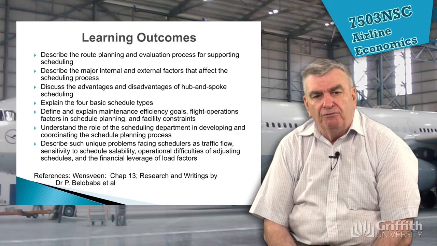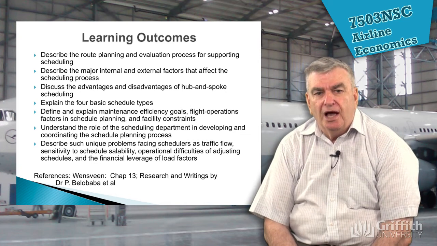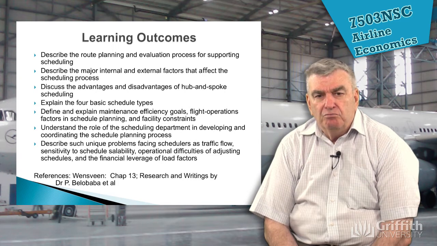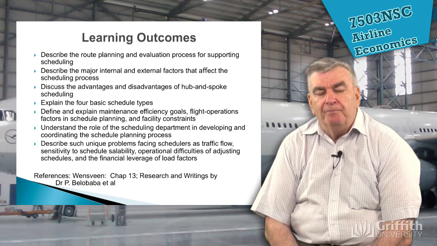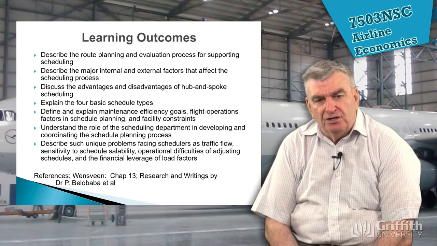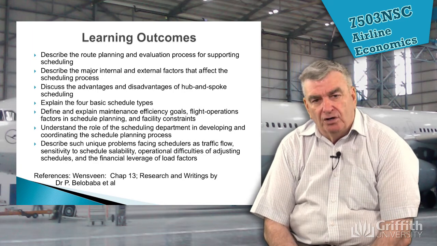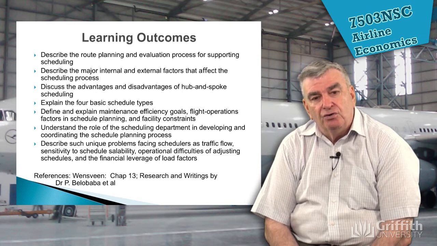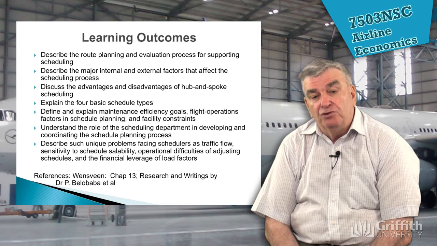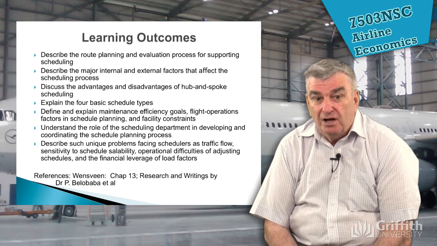We're going to be looking at the 4 basic scheduling types and explaining how maintenance efficiency goals, flight operation factors, all of these other extraneous factors can affect our schedule planning and also our facility constraints. That is, if we've only got one turnaround crew on the ground to turn around an aircraft and we have 2 aircraft arriving at 2 gates at the same time, one of them's going to have to wait.